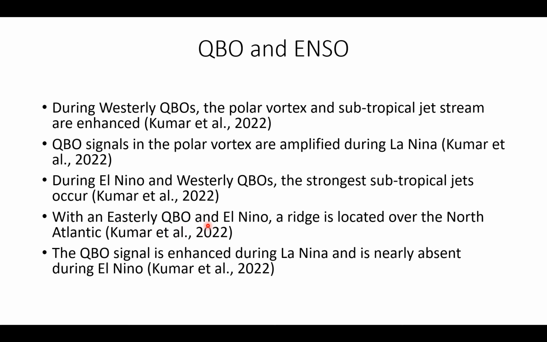Now with an easterly QBO and El Nino, this is what we will see this winter. The combination of easterly QBO and El Nino. You generally get an upper ridge over the North Atlantic, and Kumar et al. just released a research paper last year in 2022 on this relationship. And the QBO signal is enhanced during La Nina and is nearly absent during El Nino. So take this with a grain of salt, but what Kumar et al. discovered is the QBO signal is generally enhanced during La Nina and not so much during El Nino.